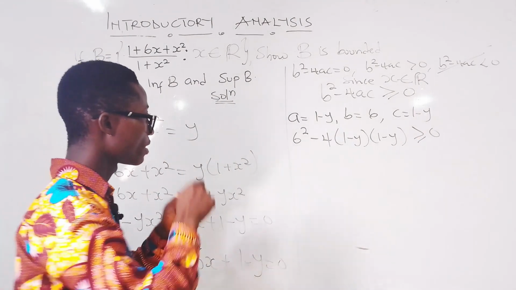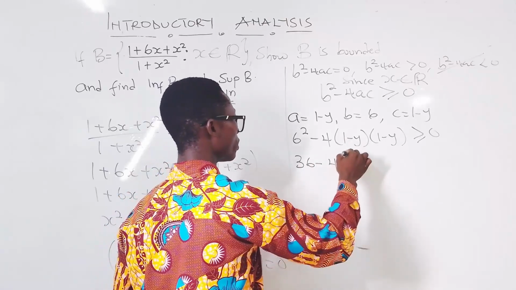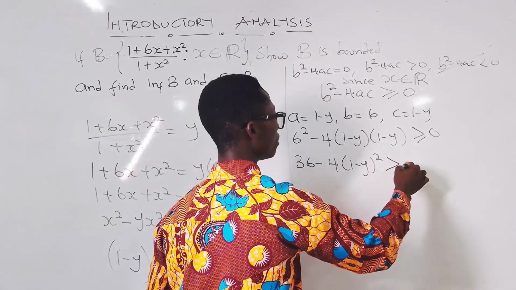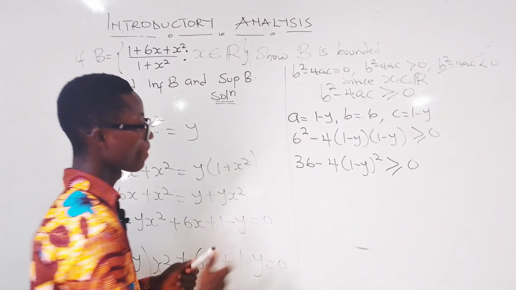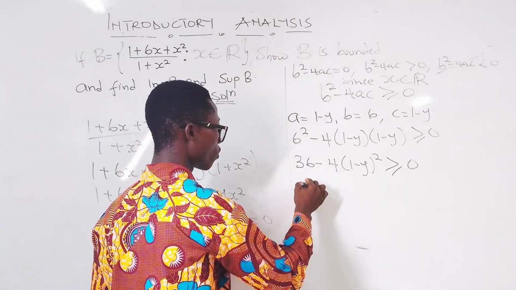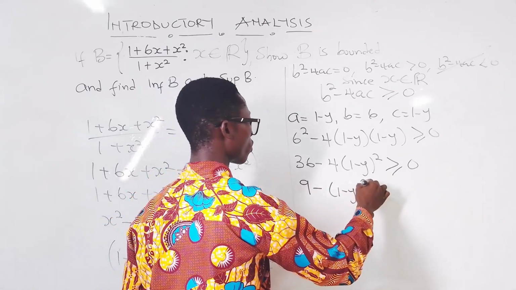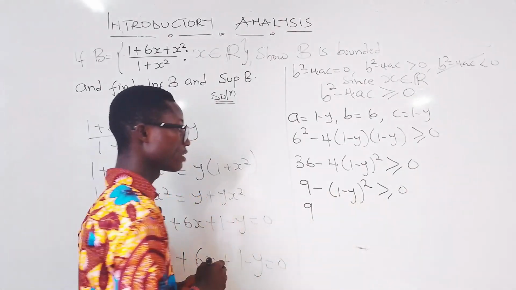Now what is 6 squared? It will give us 36 - 4. So here I'll have (1 - y)² greater than or equal to 0. Now let's see. Here we can divide 36 by 4. So I'll have 36 over 4, which is 9, minus (1 - y)² greater than or equal to 0. Let me expand this bracket.